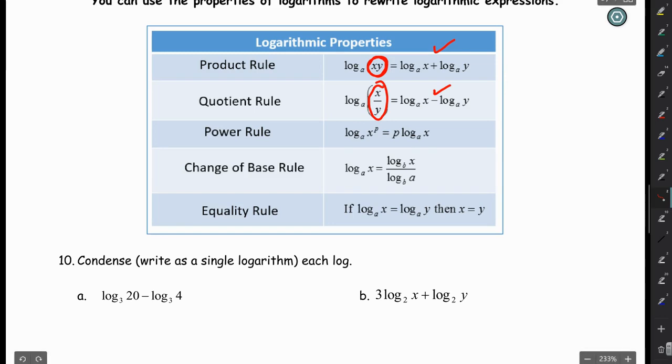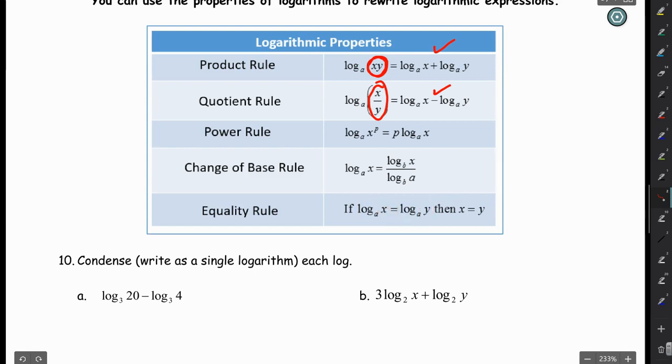All right, and the equality rule just means that if I have a log of the same base in front of both sides of my equation, just like I could add it, I could take it away. So since these are both log base a, I could just take it away and I'm just left with x and y.